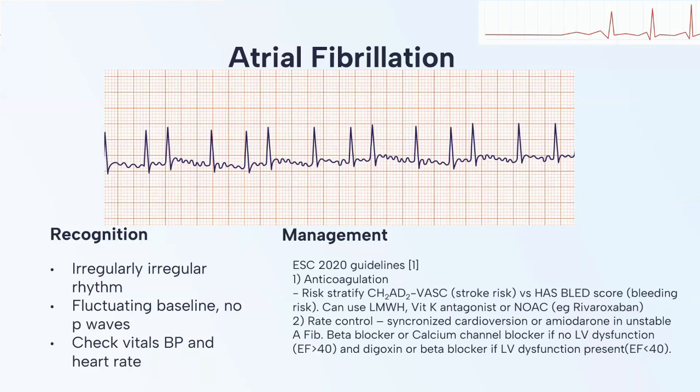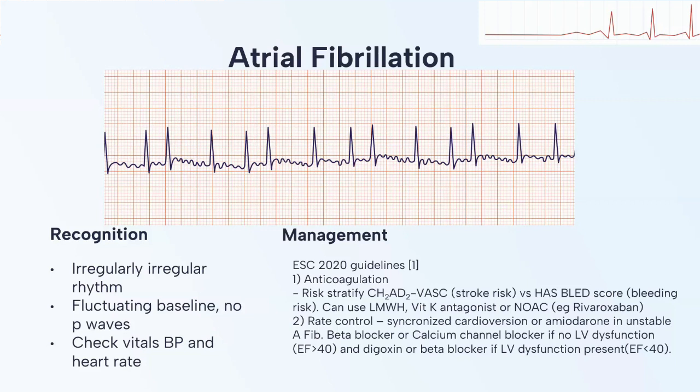In terms of management, we go according to the ESC, the European Society of Cardiology 2020 guidelines. They recommend that all atrial fibrillation should be anticoagulated. What they recommend is that you do a CHA2DS2-VASc score, which assesses the patient's risk for stroke with that AFib, and then calculate the HAS-BLED score, which will give you the patient's bleeding risk. Then you compare the two together and see whether or not you should anticoagulate the patient. These calculators we'll speak about in a later slide. They're easily available on MDCalc as well.